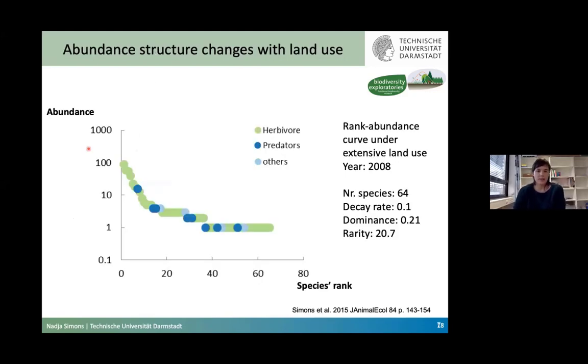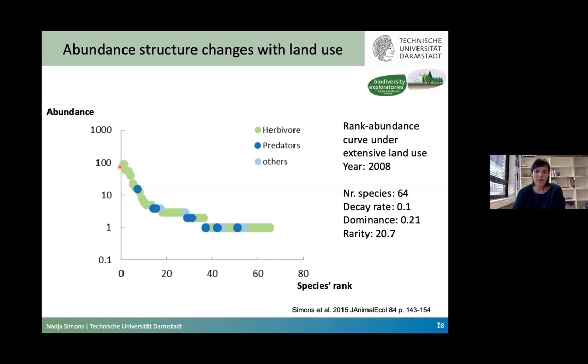So this is a different visualization of a typical arthropod community under extensive land use, so on a semi-natural and natural grassland. Such a community consists of many rare species, so each point in that graph is one species, and the species are sorted following their abundance, with the most abundant species leading the row, and then other species following according to their abundance. So we have a long tail of species with very low abundances, then a large portion of intermediately abundant species, and few species which are dominating the community.